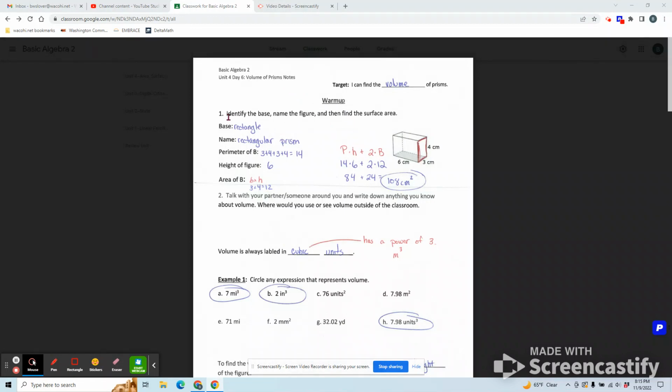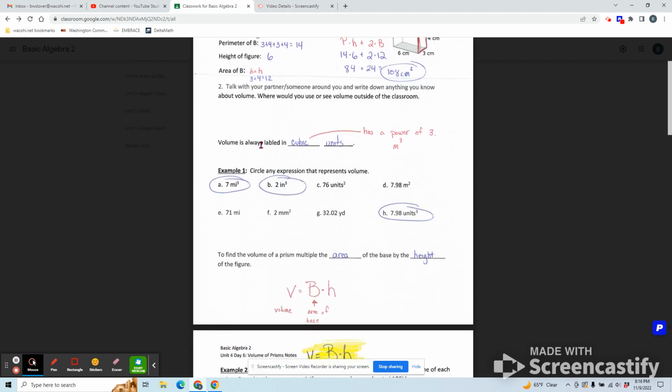So the warm-up is just refreshing our memory of what we did yesterday or the other day with finding the surface area of a figure. So remember, surface area is all the area on the outside of the figure. Think of wrapping paper. I gave you the formula: the perimeter of the base times height of the figure plus 2 times area of the base. And this over here is stair-stepping us into that formula. It's providing us with all the information we need.